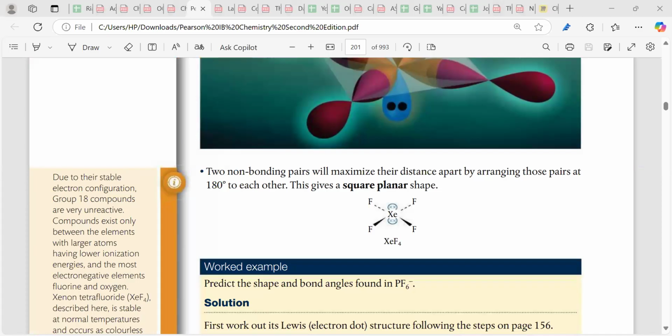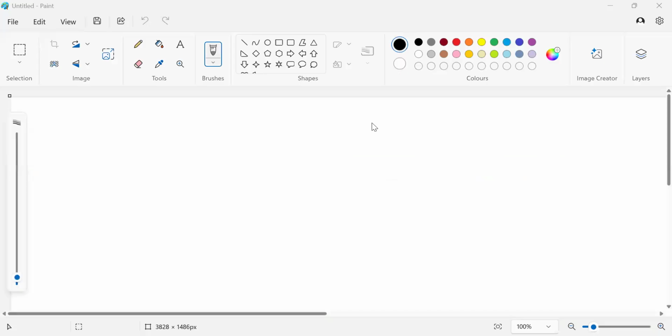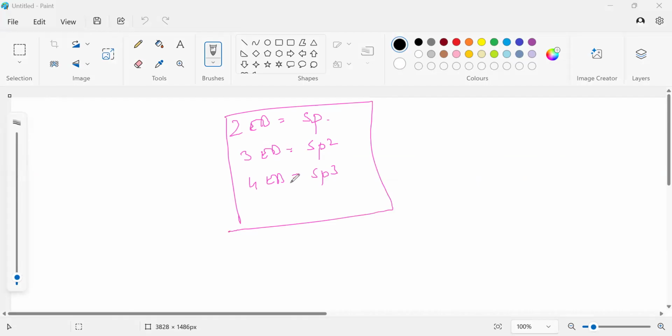Now come to this part. If you see, when we talk about the hybridization, how to quickly find out the hybridization? Fine. Now write down. If there are 2 electron domains, it will be sp. If there are 3 electron domains, it will be sp2. If there are 4 electron domains, it will be sp3. Is it clear? Can you understand how to do it clearly?